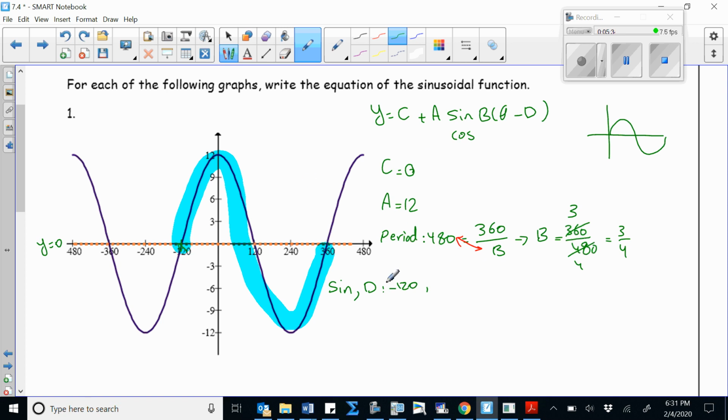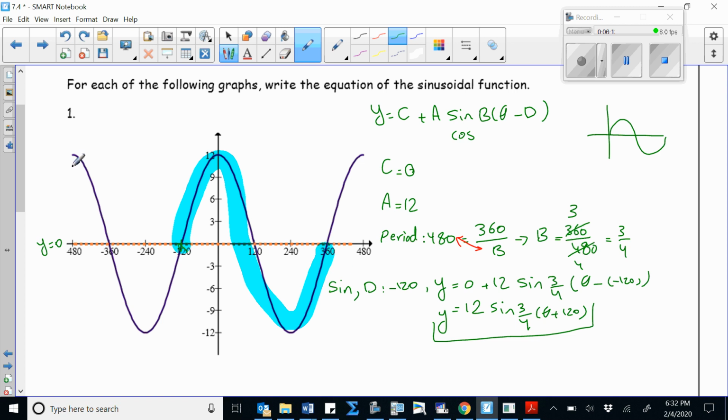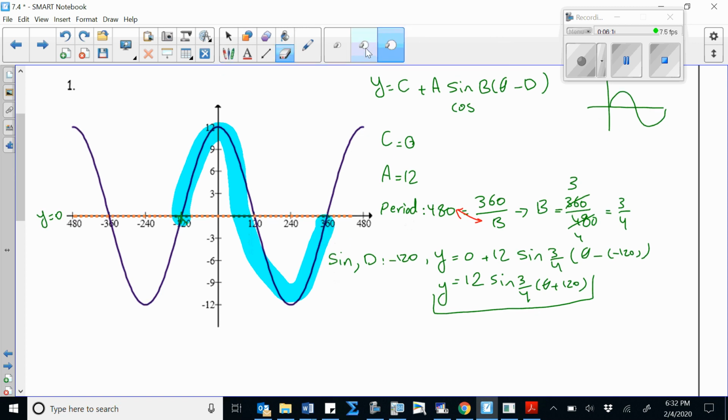Okay, so I have everything for this function. I'm going to start writing y equal to c is 0 plus a is 12, and then sine of b is 3 over 4, and then theta minus negative 120. I can simplify this. Y equal to, I don't have to write the 0, so just write 12 sine of 3 over 4 theta plus 120, because minus negative will give us a positive. So this is the function if I want to write a sine function. What if I want to write a cosine function?